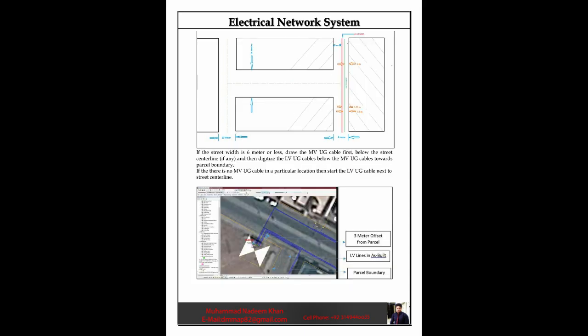If the street width is 6 meters or less, draw the MV-UG cable first, below the street center line, if any, and then digitize the LV-UG cables below the MV-UG cables towards the parcel boundary. If there is no MV-UG cable in a particular location, then start the LV-UG cable next to the street center line.